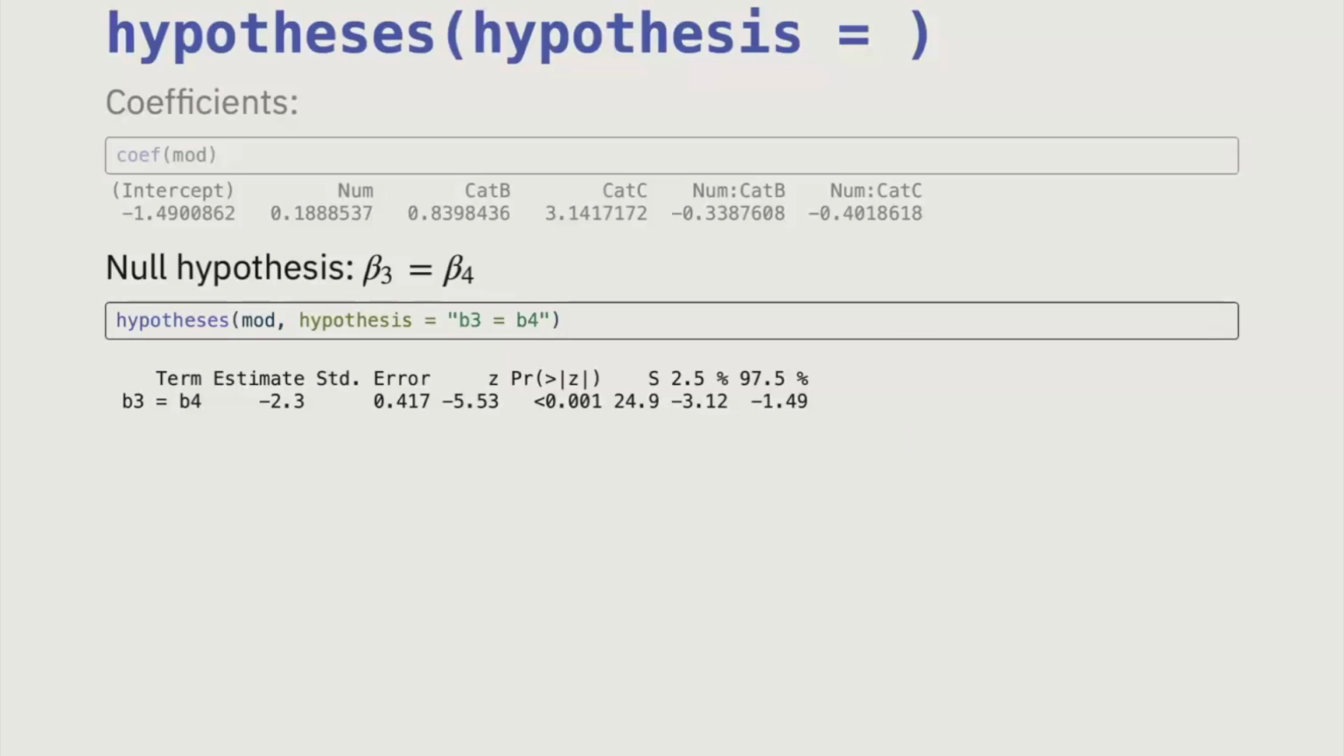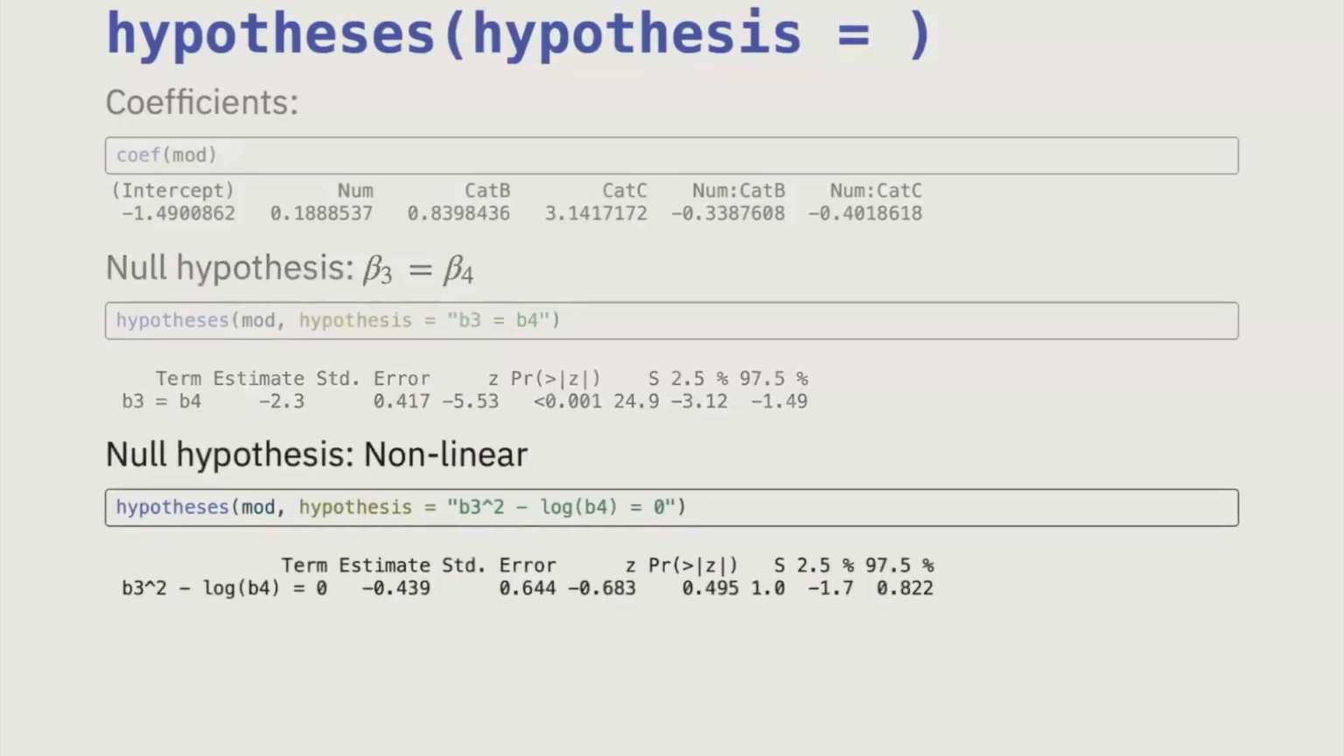And I see that the standard error is pretty small, and the z value is big, and the p value is pretty small, and so I can reject the null hypothesis that these two coefficients are equal. So this is a very, very simple test, but you could do much more complicated tests. So this was just a linear test, essentially.